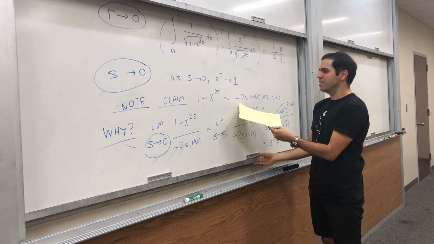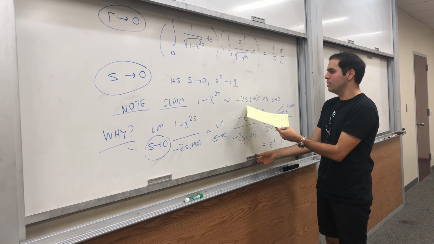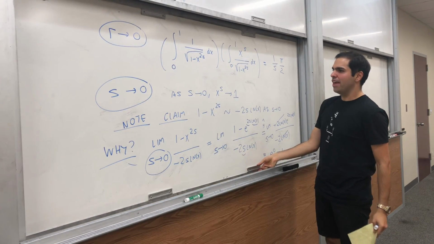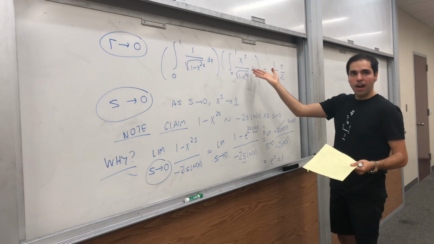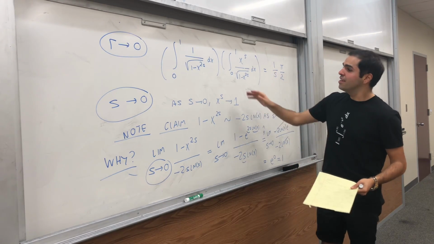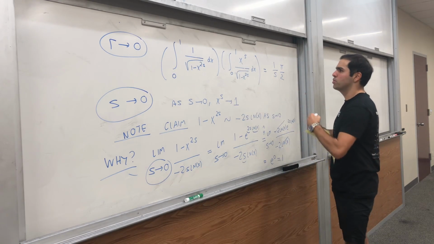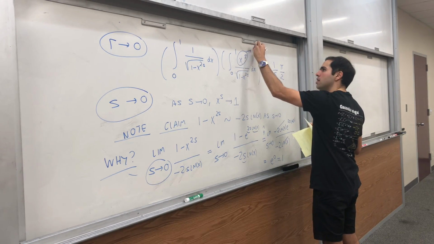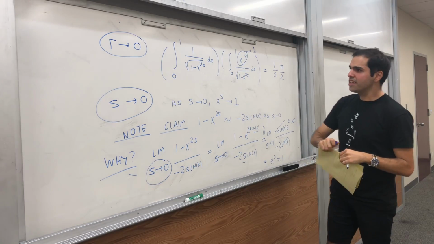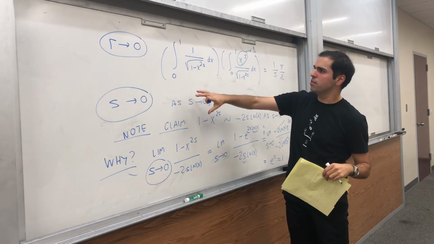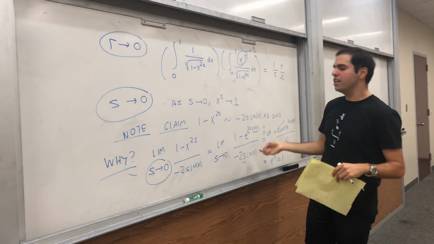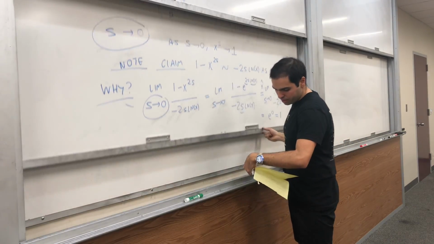1 minus x to the 2s is equivalent to minus 2s ln of x. And now let's plug this into this identity. Again, the numerator I'm claiming just goes to 1. So indeed, this just becomes the integral from 0 to 1 of the same quantity squared.